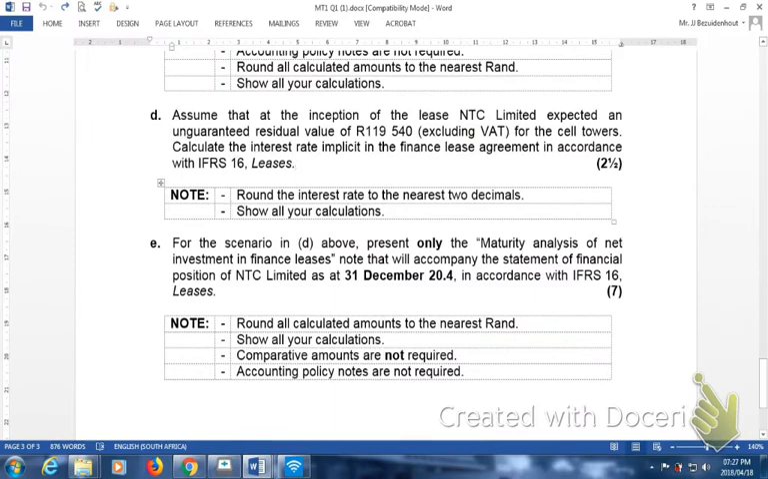The required part said, assume that at the inception of the lease, NTC expected an unguaranteed residual value. Now this will only affect their interest rate, because NTC as the lessor expects this unguaranteed residual value. So they will now go and recalculate the implicit interest, and that is what we are going to do now.